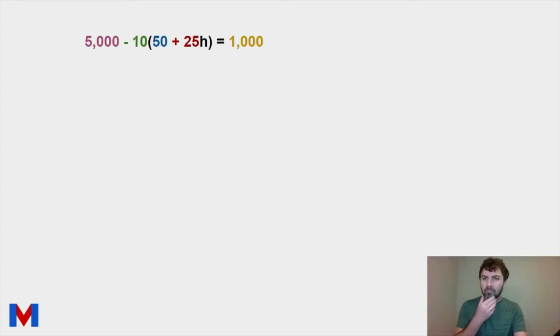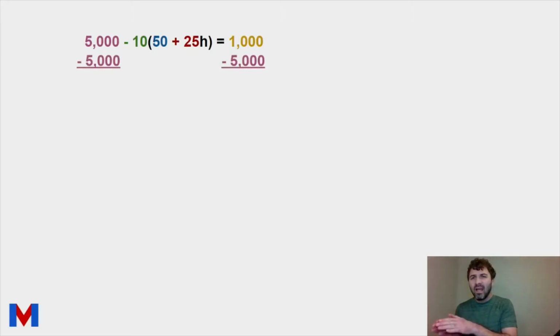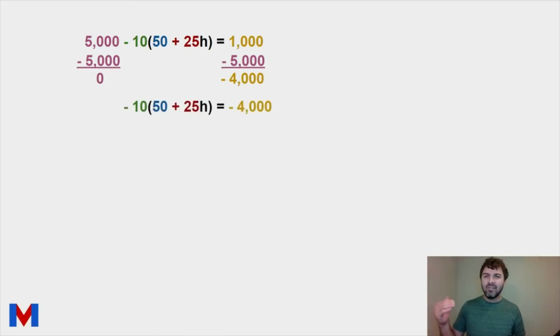So in this one here, I'm looking at it and I'm thinking that 5,000's got to go. It's far away. It's not really connected to the h right now. So it's probably the easiest thing to get rid of. So I'm going to subtract 5,000 because that's going to make that 0. And then whatever I do to one side of the equal sign, I need to do the exact same thing to the other side. So 5,000 minus 5,000 is 0. 1,000 minus 5,000 is negative 4,000.